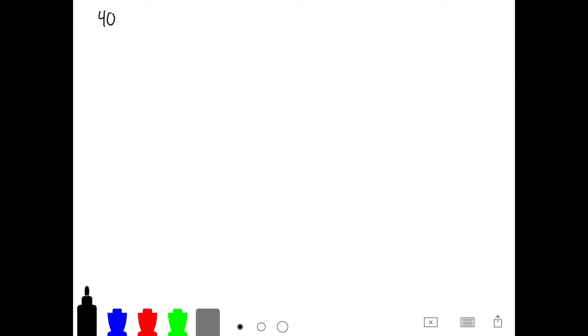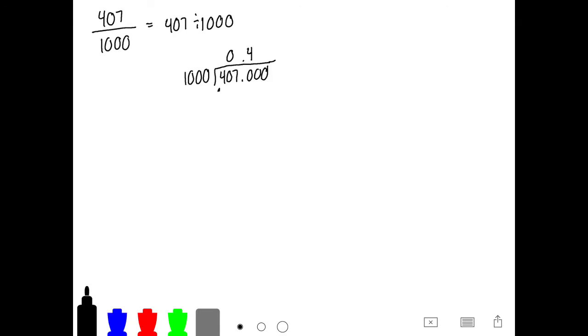All right, this last one, we have 407 divided by 1,000. This problem is not hard at all either. It looks pretty intimidating, but it's not. So 1,000 outside, and then we have 407.000. All right, bring up your decimal. 1,000 goes into 407 0 times, but 1,000 goes into 4,070 4 times. And then so we have 1,000 times 4 is 4,000. Then you subtract, you're left with 70.